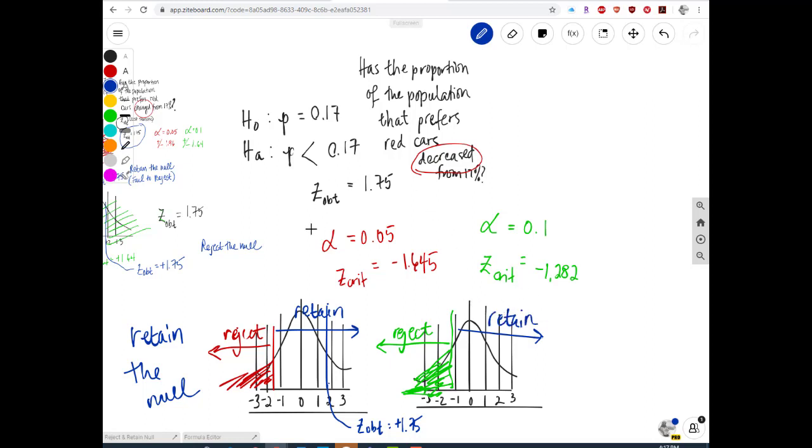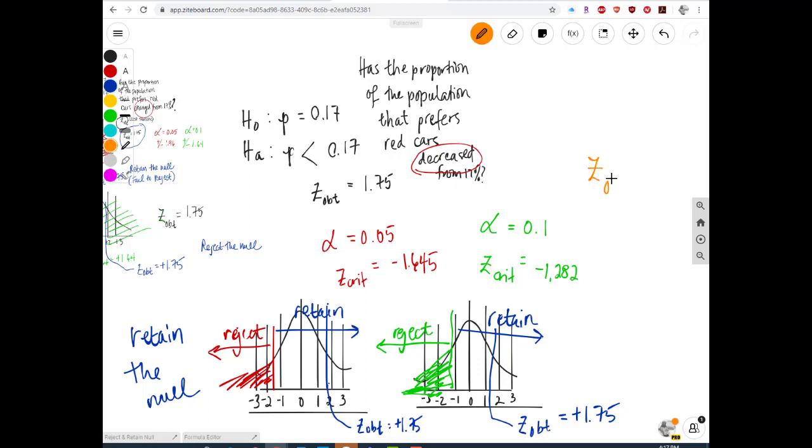Okay. Well, what was my Z obtained? My Z obtained was 1.75. So this time it didn't really matter, right? My Z obtained equals positive 1.75 because neither one of them were in the area of rejection. Let's just do one more as another option.